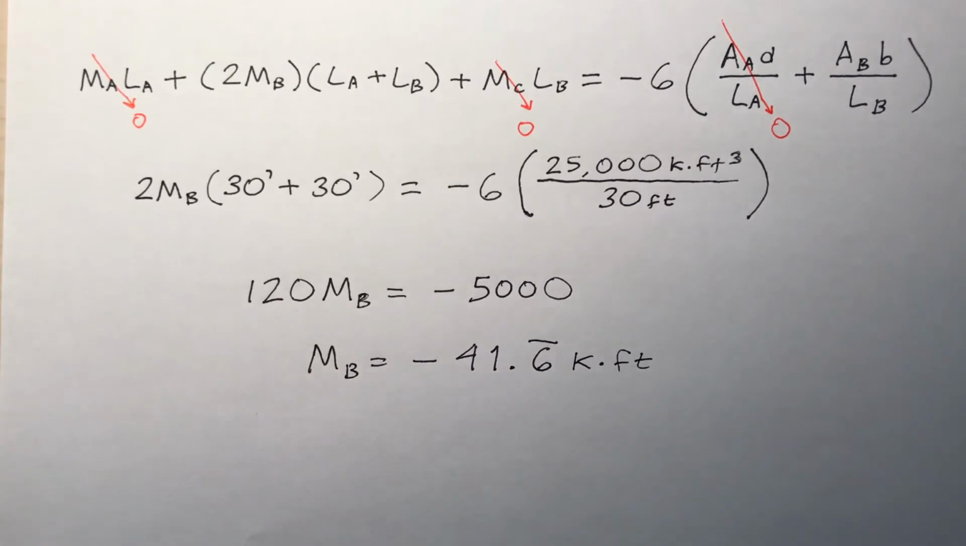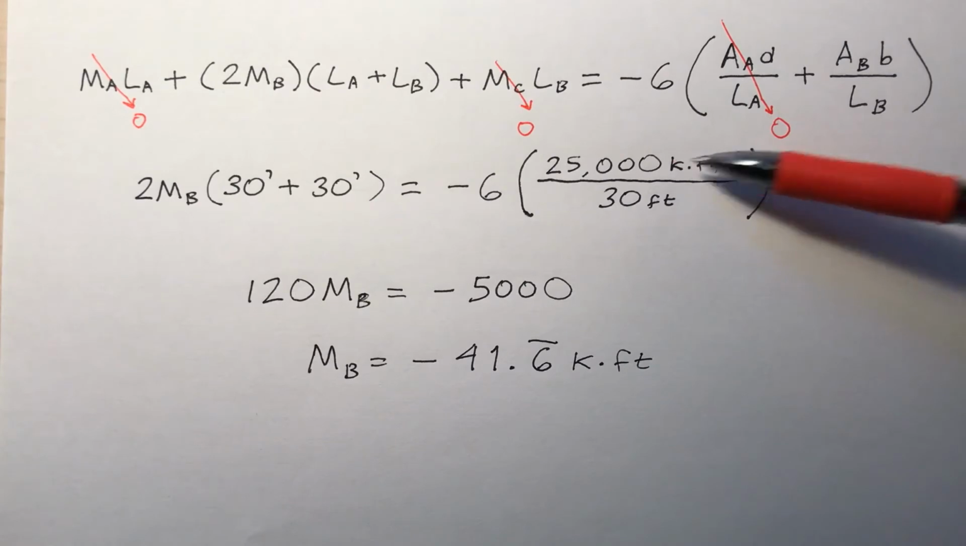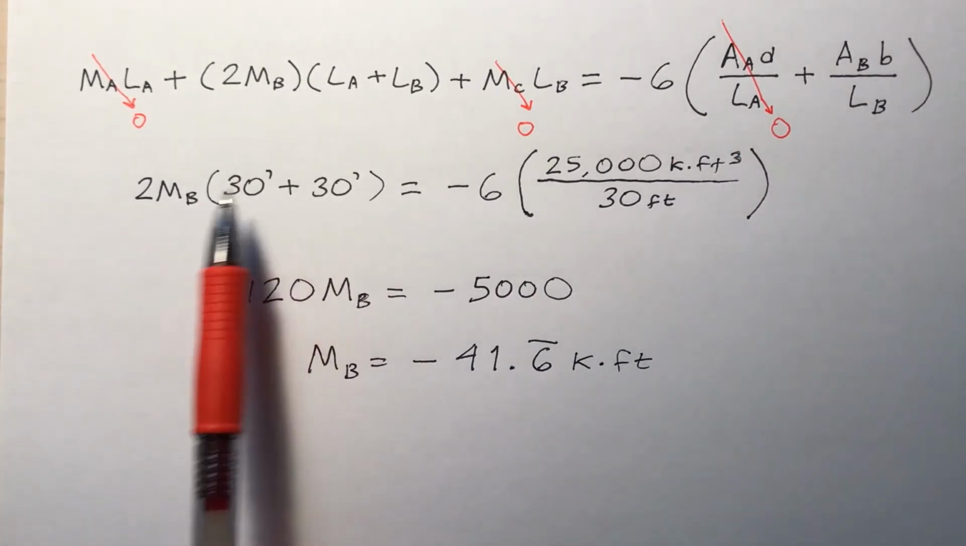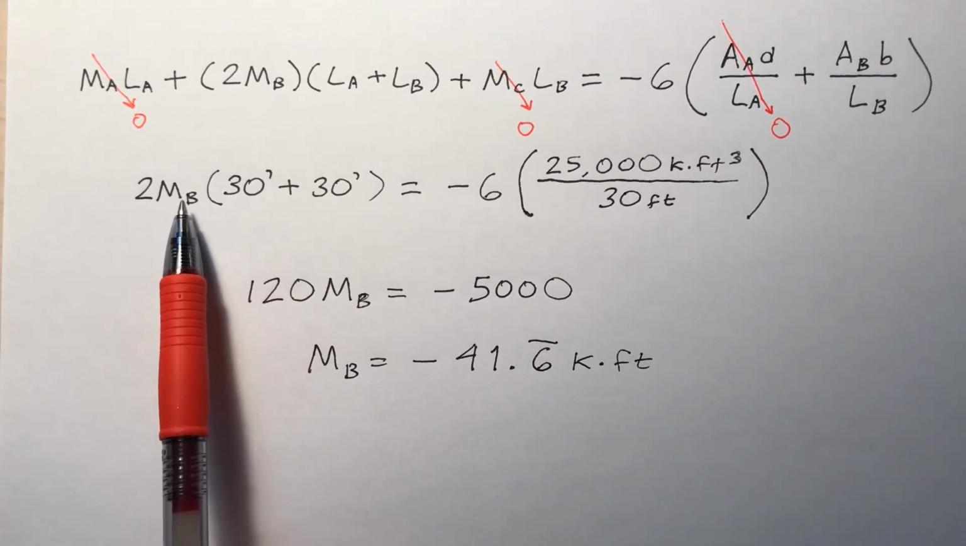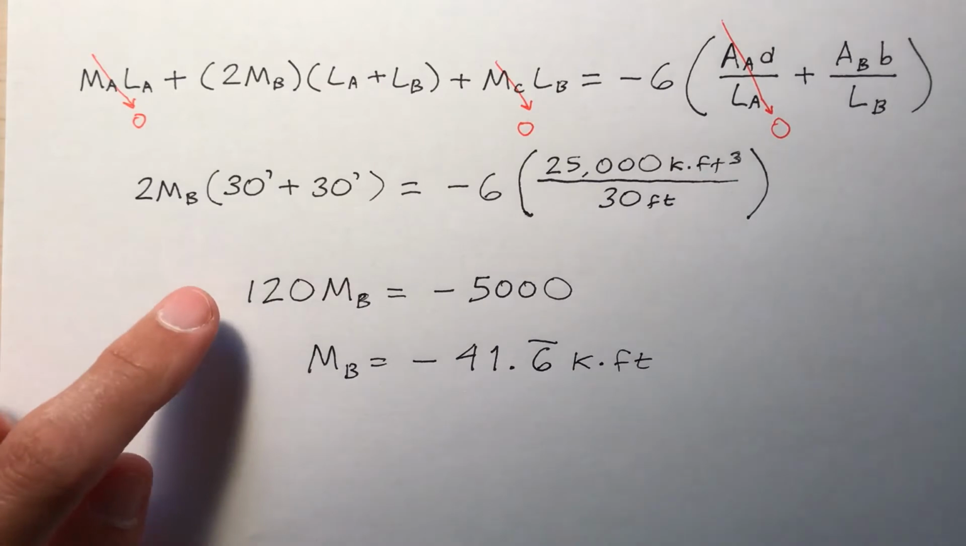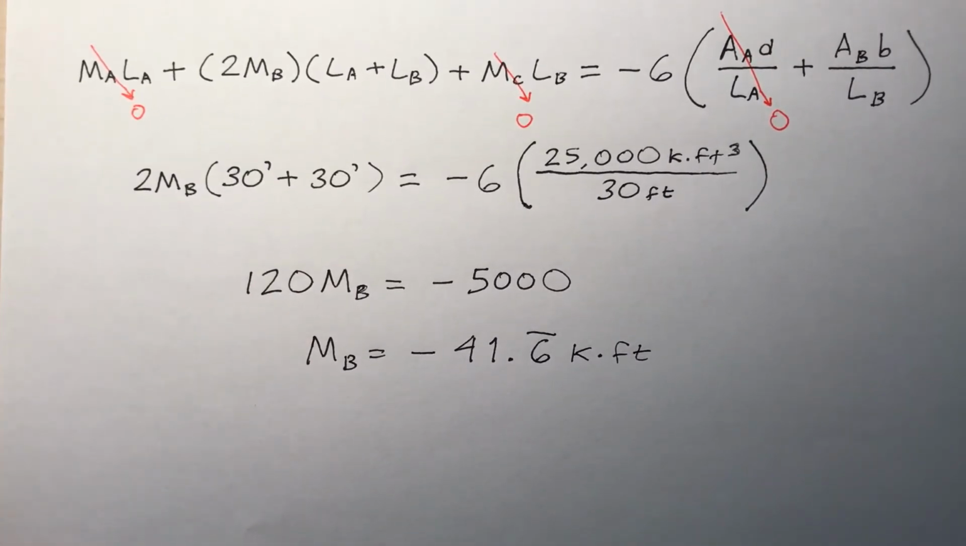Make sure you know how the units work out. One of these feet will cancel one of these, so it'll be kips times square feet. On the left side, here I'll have feet. The moment will be kips times feet, so I'll have kips times square feet on the left. I didn't bother showing units here, but remember how the units work out. So M sub B is 41 2/3 kip feet.